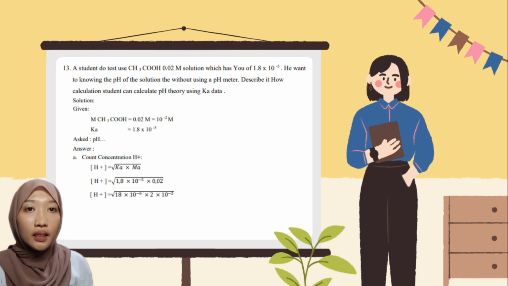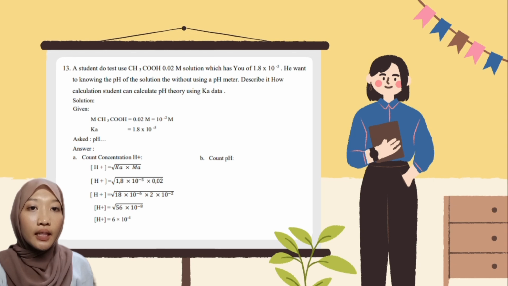Next, equals square root 18 multiply 10 to the power of minus 2 multiply 2 multiply 10 to the power of minus 2 equals square root 36 multiply 10 to the power of minus 2, and concentration H plus equals 6 multiply 10 to the power of minus 4. So concentration of H plus is 6 multiply 10 to the power of minus 4 M.